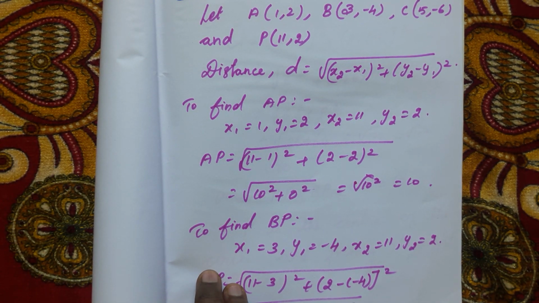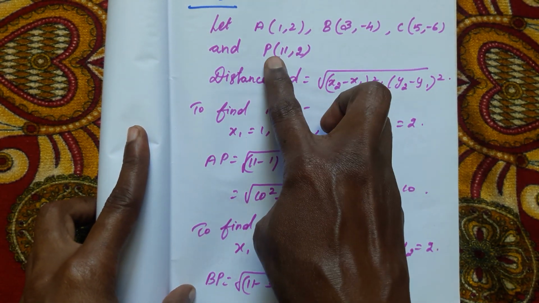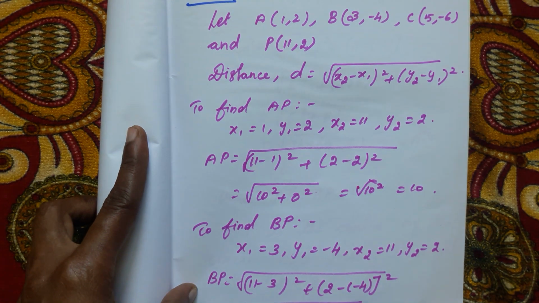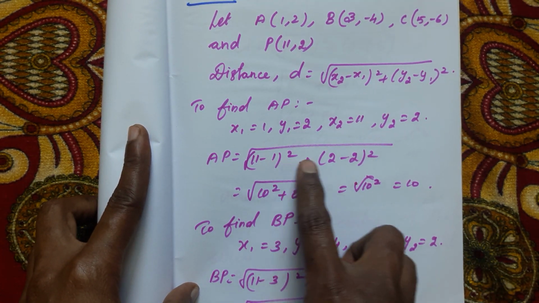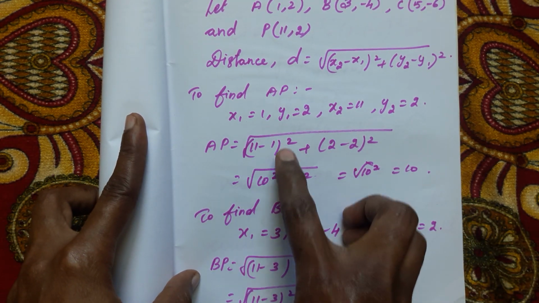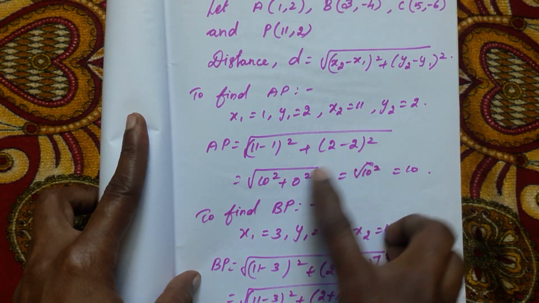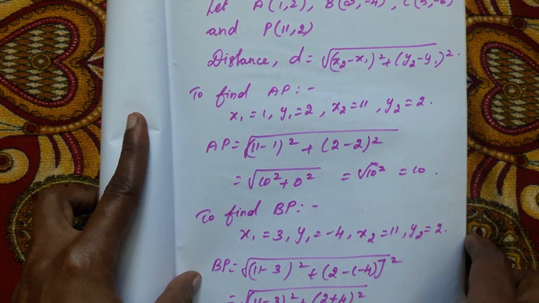To find AP, x1 is equal to 1, y1 is equal to 2, x2 is equal to 11, y2 is equal to 2. So AP is equal to root of (11 minus 1) the whole square plus (2 minus 2) the whole square. 11 minus 1 the whole square is 10 square plus 2 minus 2 the whole square is 0 square. It's equal to root of 10 square, which is equal to 10.